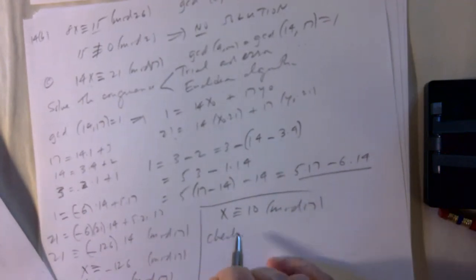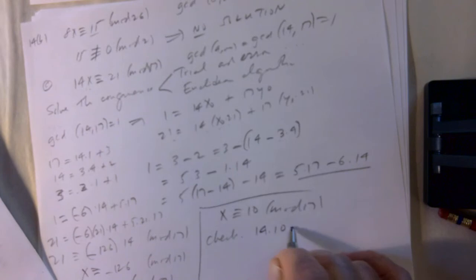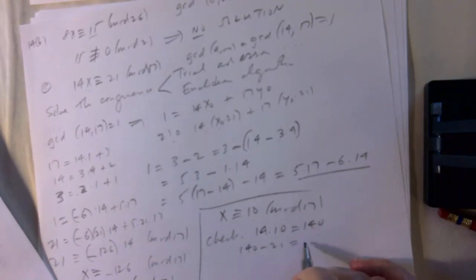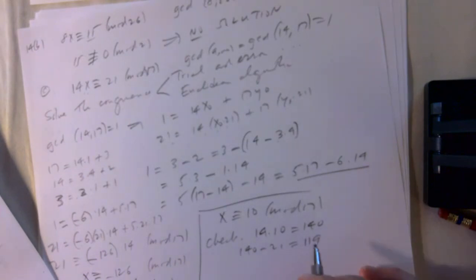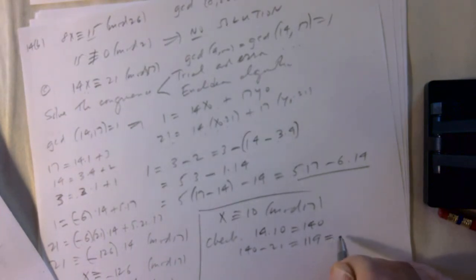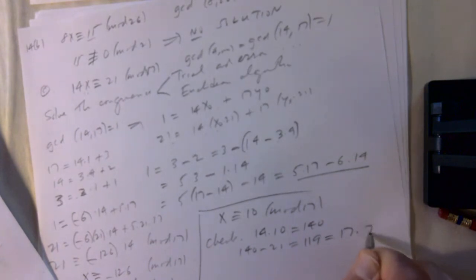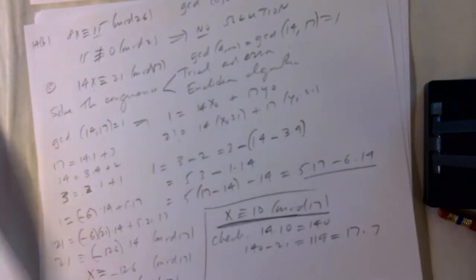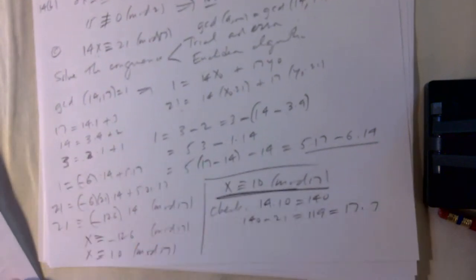Let's just check. 14 times 10 is 140. 140 minus 21 is 119. Is 119 divisible by 17? 7 times 17 is 119. So that's a solution. And it seems that no matter how you do it, it still is going to take some work, but sometimes you have to work.